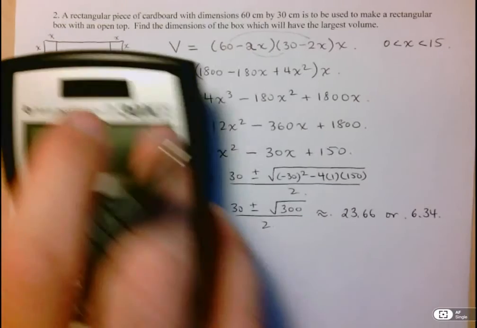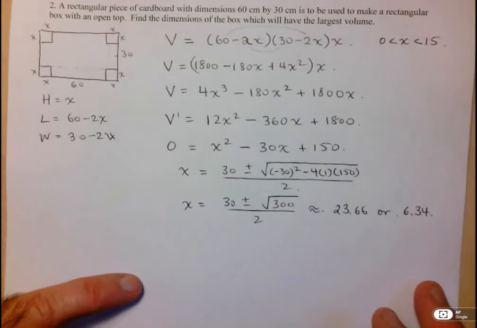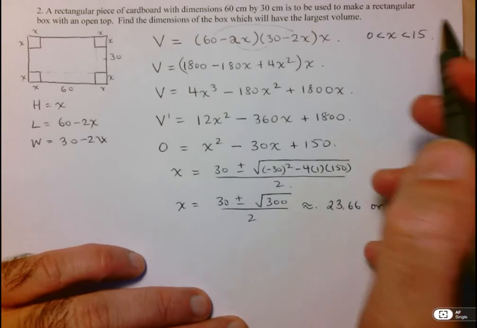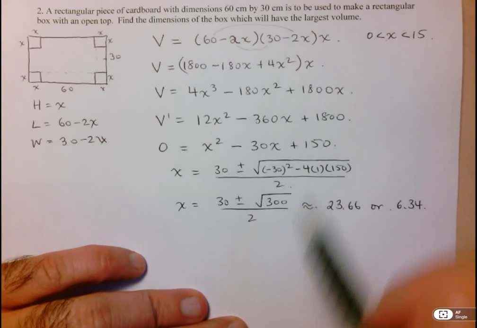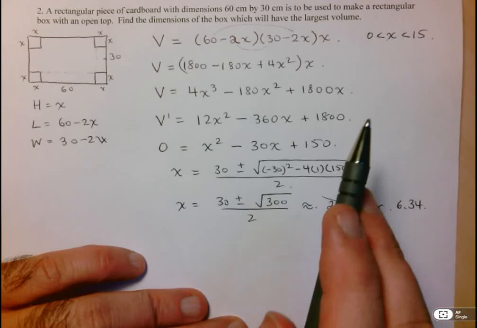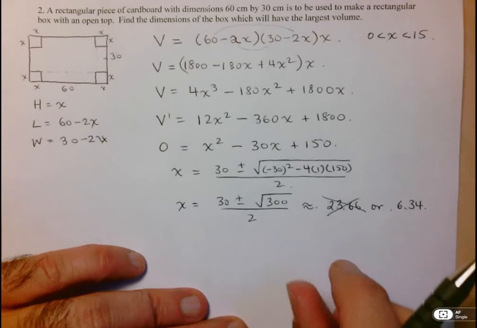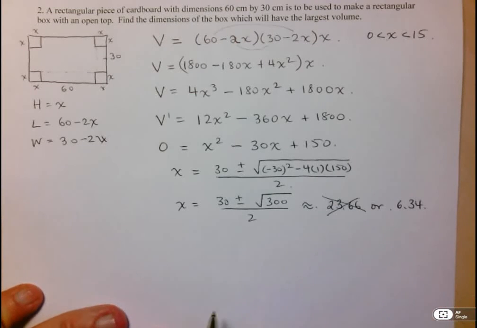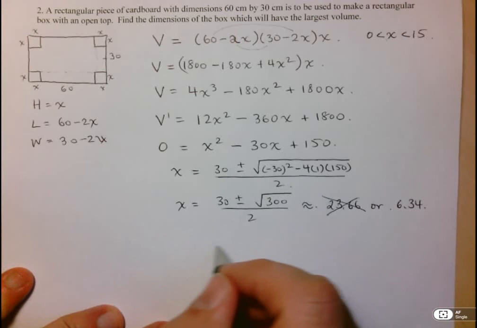Okay, so we take a look at our answers. They are both positive. However, 23.66 does not lie within our domain. Okay, so we are going to eliminate that answer, but 6.34 does lie within the domain. So this is our only critical point. So we're going to have to hope that it is a maximum. Okay, so we'll have to test that out.